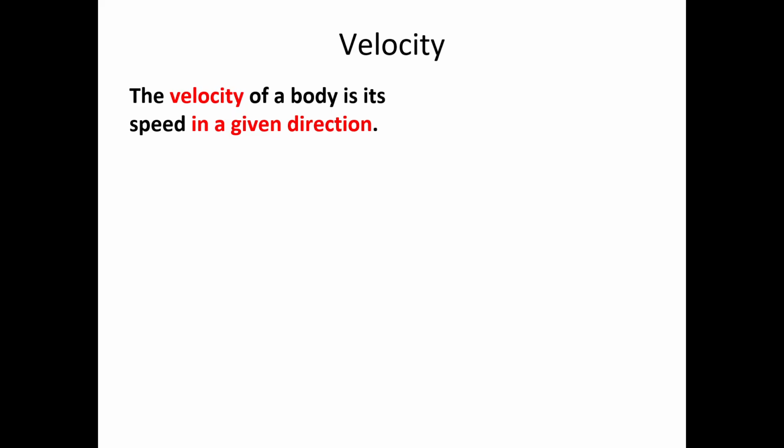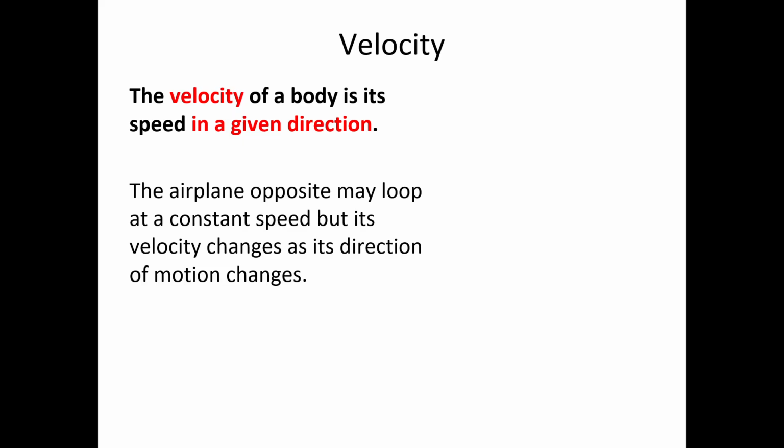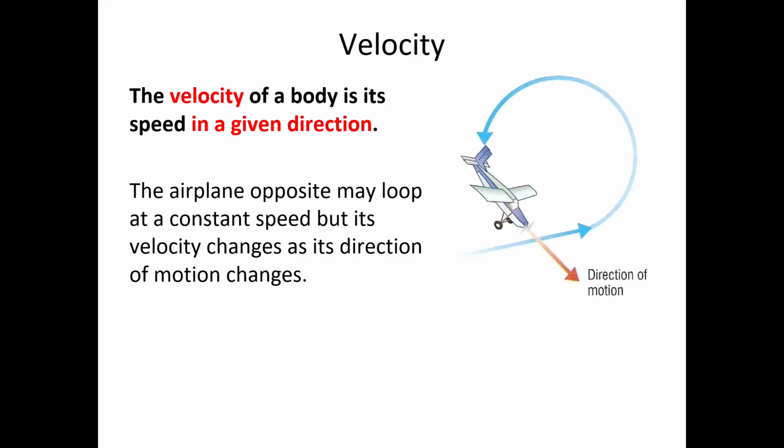So let's move on to velocity then. The velocity of an object is its speed in a given direction. And I often use the words interchangeably throughout lessons, but they are different, okay? Subtly different. So an airplane might do a loop-the-loop at a constant speed, but its velocity will be changing because its direction of motion changes.